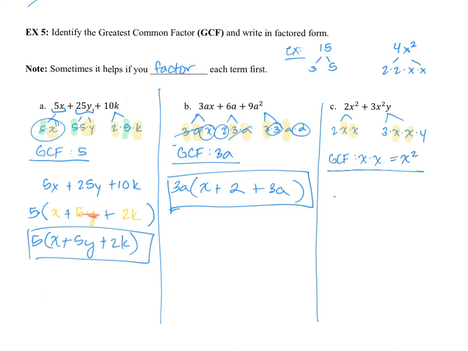So factoring out x squared, what do we have left? Just the 2 from the first term, bring down the plus sign, and then just the 3 and the y from the second term, 3y. And there we go. We have successfully factored the last problem for this.